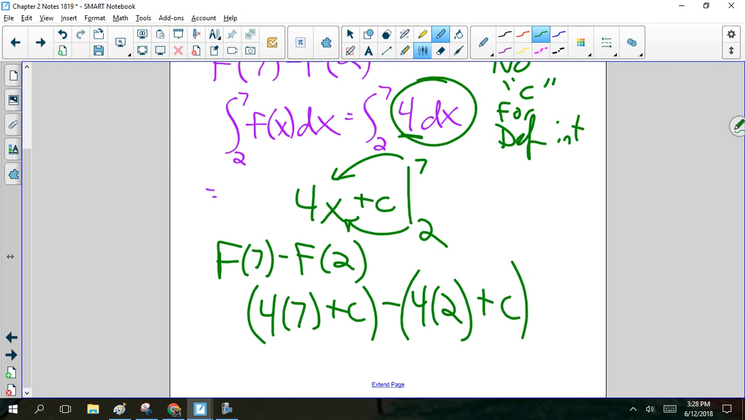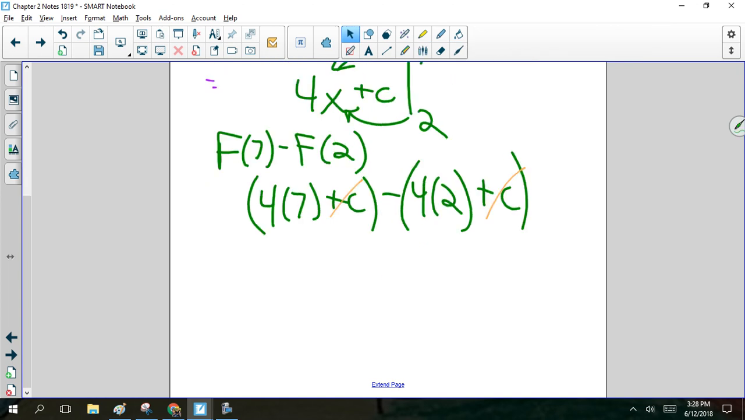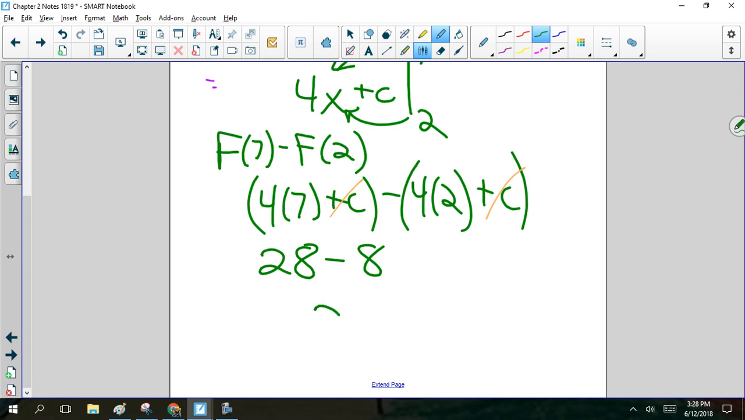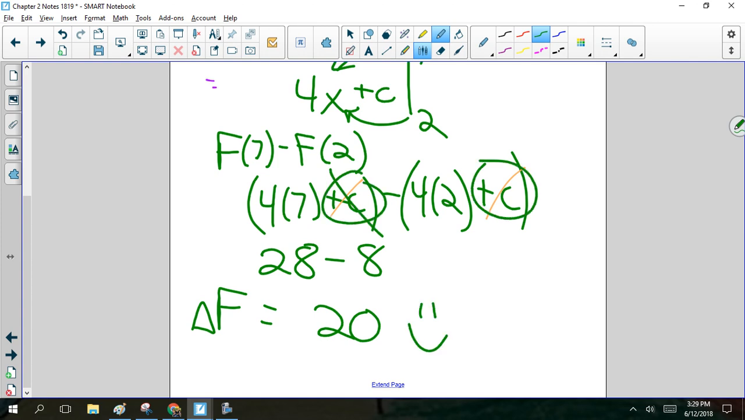And notice, this is what I was just saying, the plus c's cancel, don't they? So now I get 4 times 7, which is 28, minus 4 times 2, which is 8. 28 minus 8 gives us 20. So that's my change in F between those two values of x that I chose. I got 20, and that is what's called a definite integral. It's nice because it just gives you a numeric answer, and you don't need to worry about the c, which is another added bonus.